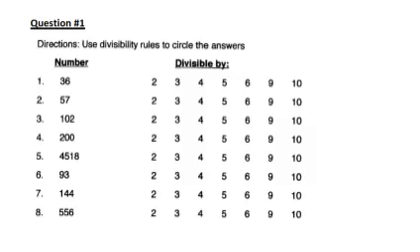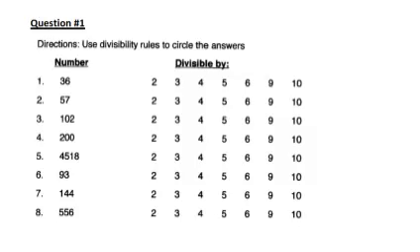By 6, if the number is divisible by 2 and 3 at the same time, then it's divisible by 6. In order to check the divisibility by 9, the sum of the digits should be 9. And in order to check the divisibility by 10, the ones digit should be 0.